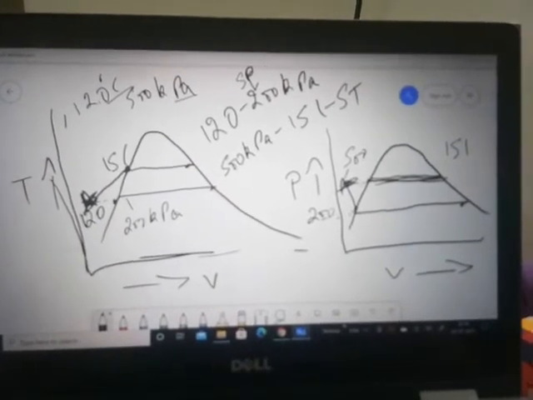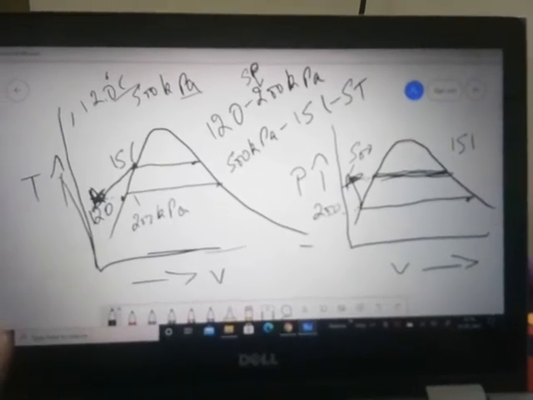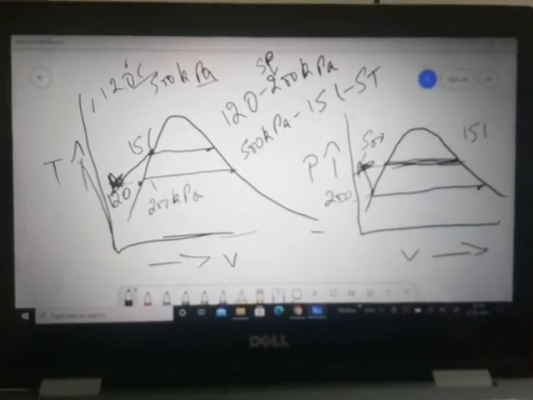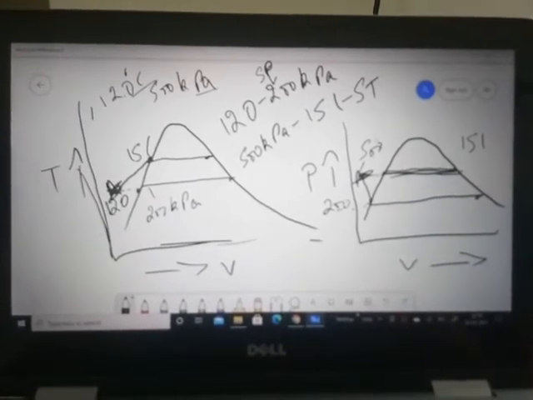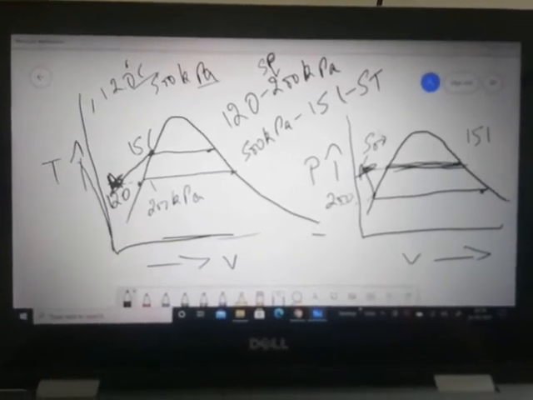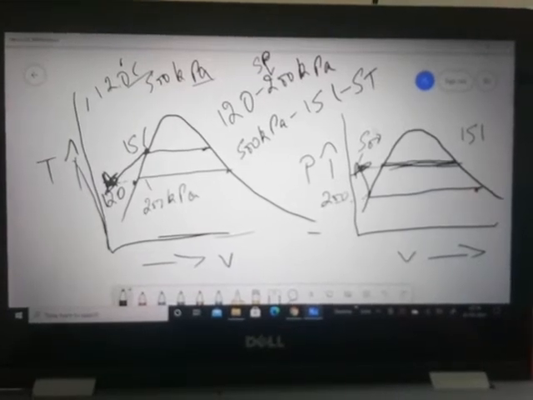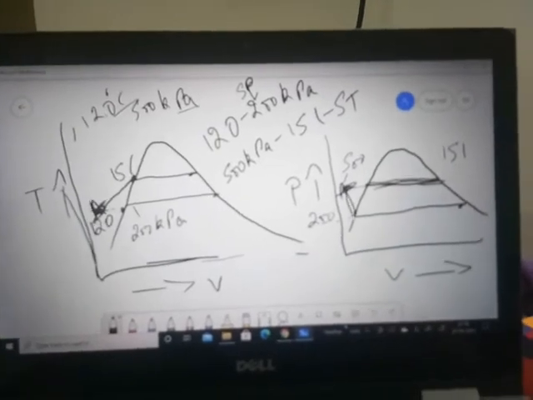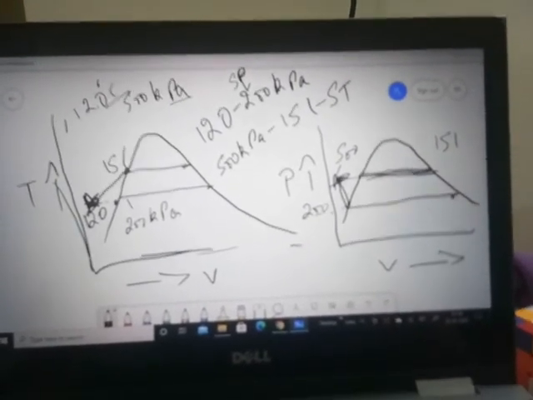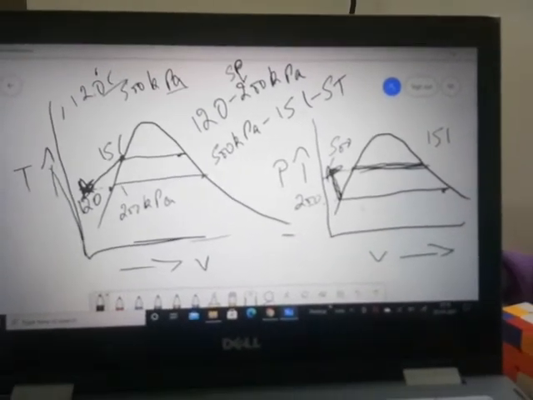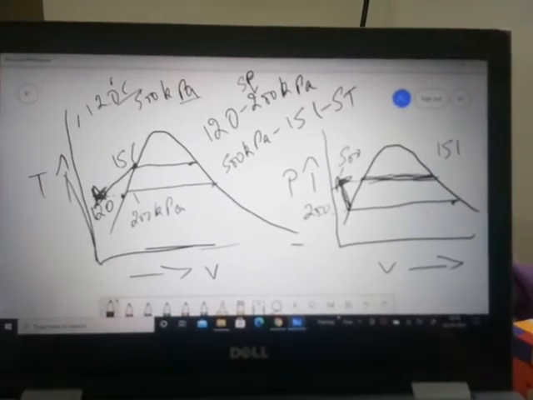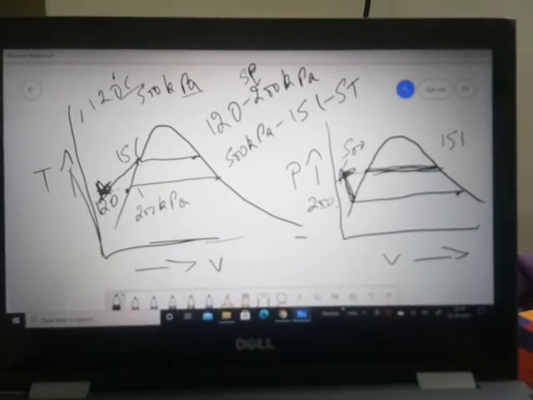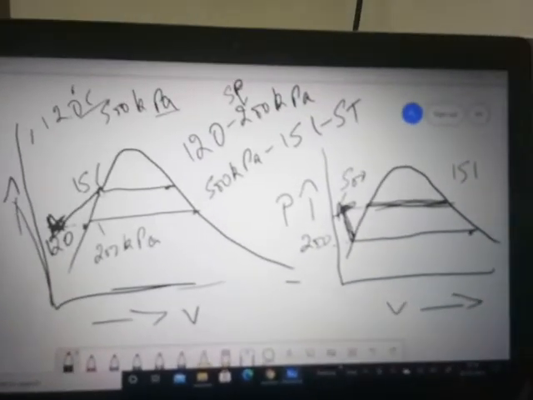So obviously you are at a much, you're above what? Your temperature is lower than, your pressure is much higher than the saturation pressure. So what you should do is come down from 500 to 200. You can show how you have to come down from 500 to 200 in the pressure volume diagram. You can show how you have to increase from 120 to 151 in the temperature volume diagram.